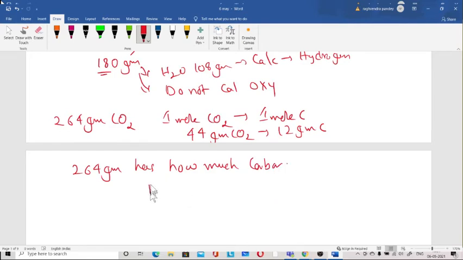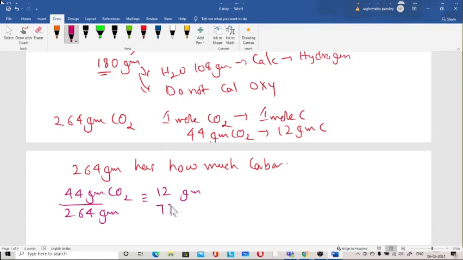44 gram CO2 is equivalent to 12 gram carbon. 264 gram will be equal to how many grams of carbon? So that will become 72 gram. Glucose has 72 gram of carbon. Have you understood this one? So that is 72 gram of carbon that you get. Now how much is hydrogen?